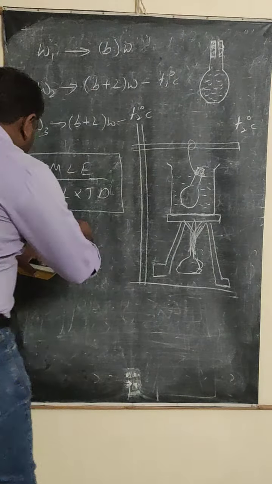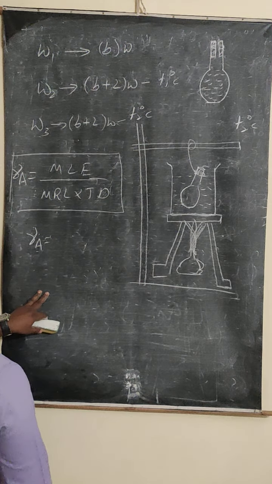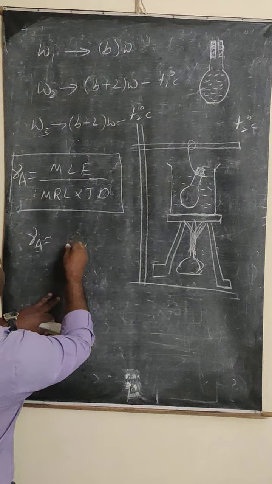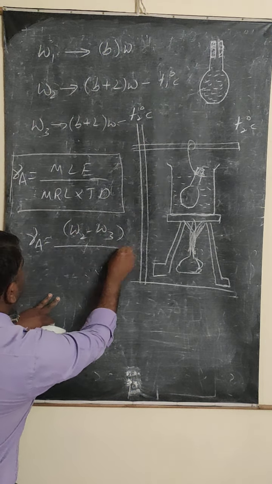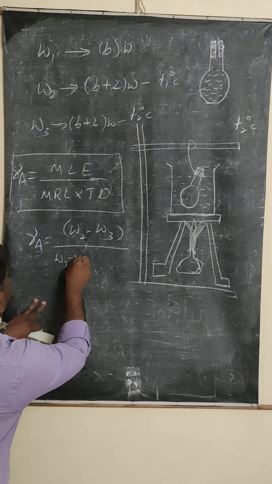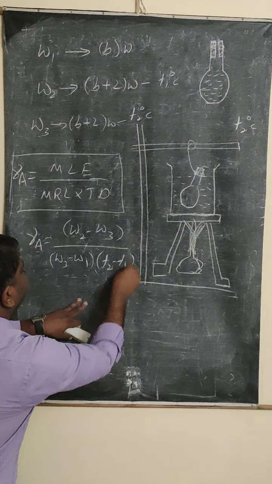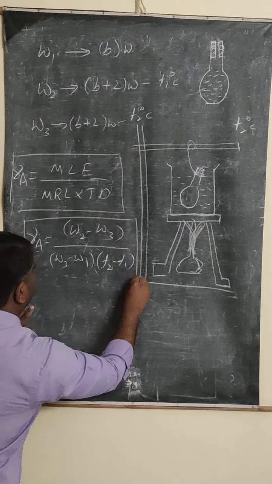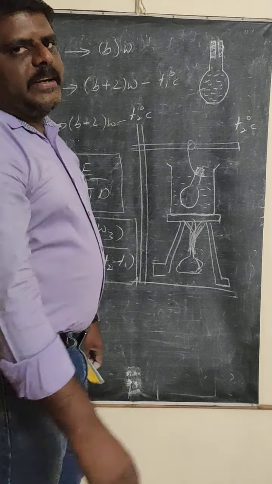Then write down the formula. What is the formula here? Gamma A, the coefficient of apparent expansion, is equal to the mass of the liquid expelled, which is W2 minus W3, divided by the mass of the remaining liquid, which is W3 minus W1, into the temperature difference, T2 minus T1. This is the formula to find the coefficient of apparent expansion of any type of liquid.